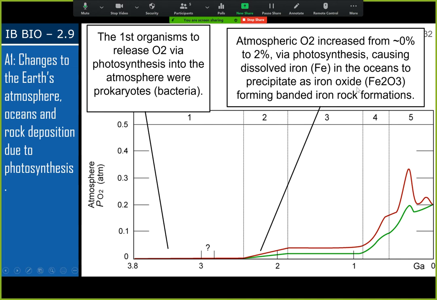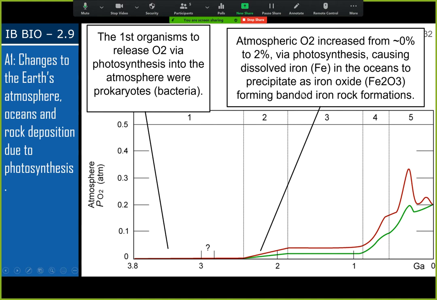So think back to chemistry when you talked about oxidation reactions. So that iron that was dissolved in the oceans can then precipitate out and sink to the bottom. So now you don't have dissolved iron in your water. This is how we get banded iron formations in rocks.